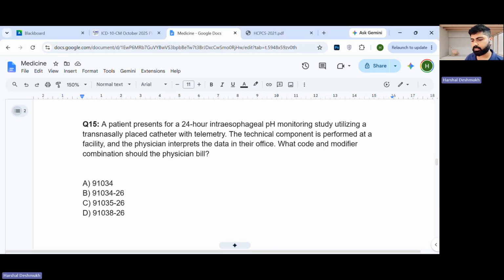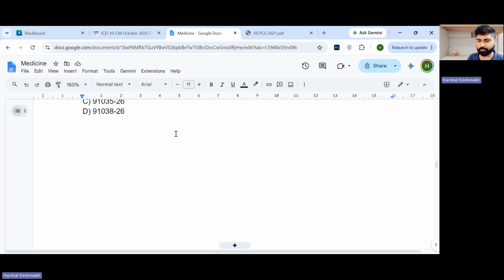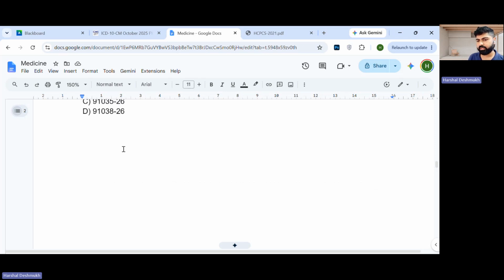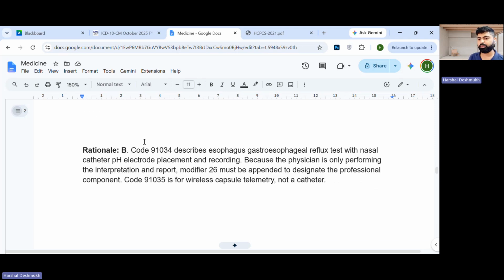All right. The answer to this question, number 15, is obviously with modifier 26. So option B, code 91034 is your answer. Moving on to the next question.